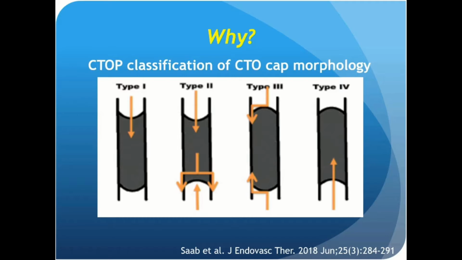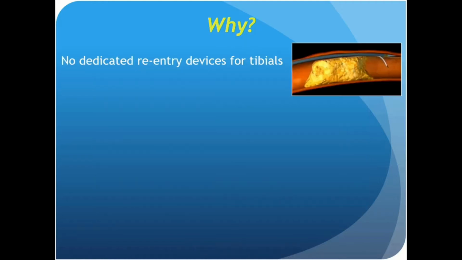Another aspect is the convexity and concavity of the proximal and distal caps, which has to be taken into account in the selection of arterial access in a CLI case and will definitely affect success rate. This is the CTOP classification, which classifies that from 1 to 4, depending on the convexity and concavity of the proximal and distal caps. We take that into consideration in a lot of cases.